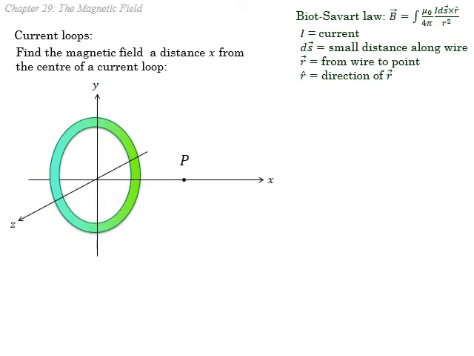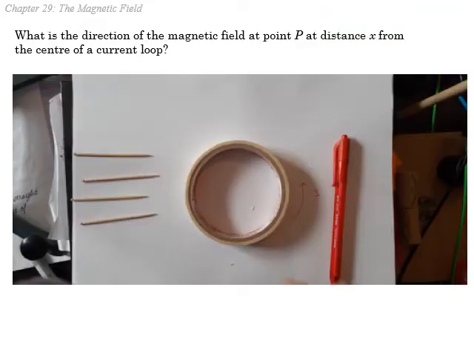The next thing we'll look at now is what if we have a current loop, but we'd like to find the magnetic field away from the center. So in our picture here, what is the magnetic field due to a current loop at the point P shown somewhere on axis of the ring? Let's deal with the direction first for our magnetic field.